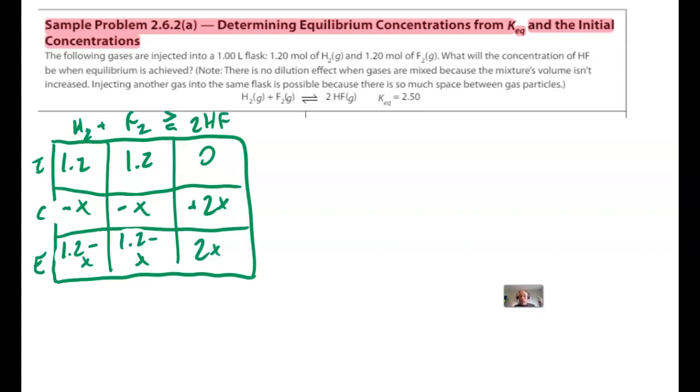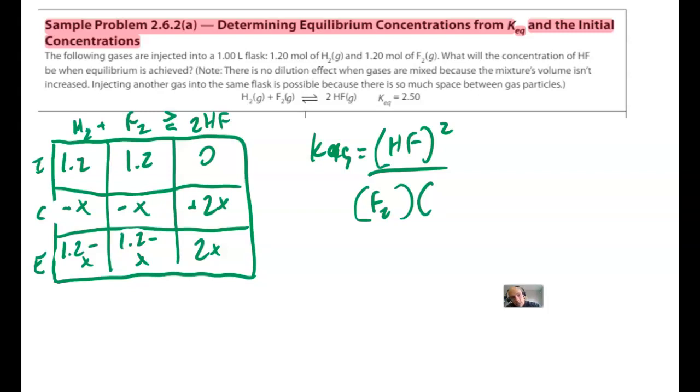So now I write my general equilibrium expression without values in it yet, and then I'll plug into that expression these values in the E row, equilibrium row, find X, and then figure out what I'm asked for in the problem to make sure that if it's not X, I'm providing the right value. All right, so Keq is going to equal HF in brackets squared, because it's got a coefficient of 2 in front of it. F2, no coefficient, no exponent, H2 as well.